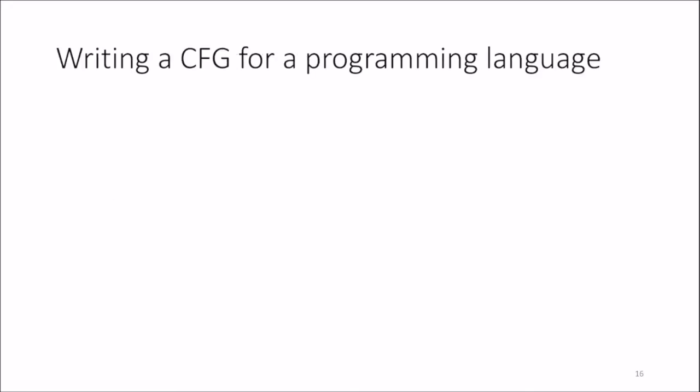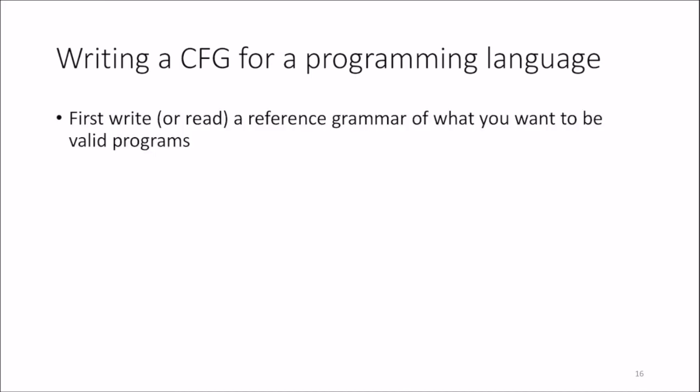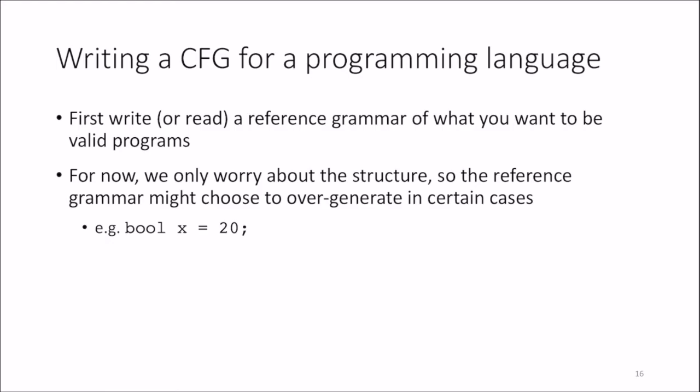Okay, so how do we take a context-free grammar approach to writing a parser for a programming language? So we first look at the reference grammar or the specification, or you can write one yourself, of what you want to be the valid programs. So you have to write down what is the definition of this programming language. For now, we'll just worry about the structure.